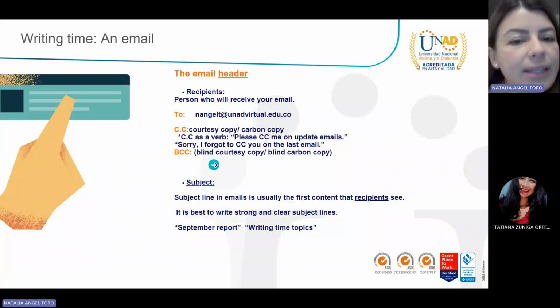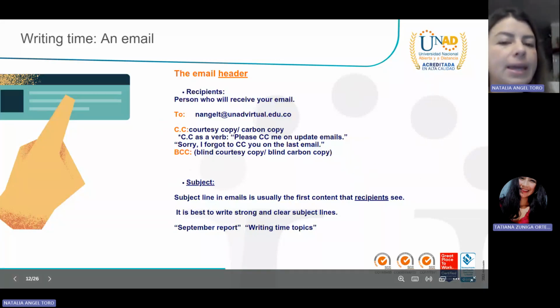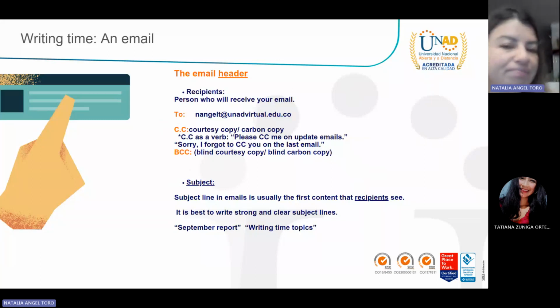Is the possibility to send another copy to other people, but this is blind. It means that the first person who received the email doesn't know that other person is receiving the same email. Entonces, ese BCC, o en español a veces lo vemos como CCB, es también un espacio para colocar un correo electrónico y enviarlo, y esa persona lo va a recibir, pero el destinatario inicial, our main recipient, no va a conocer que se le envió copia a otra persona, ¿sí?